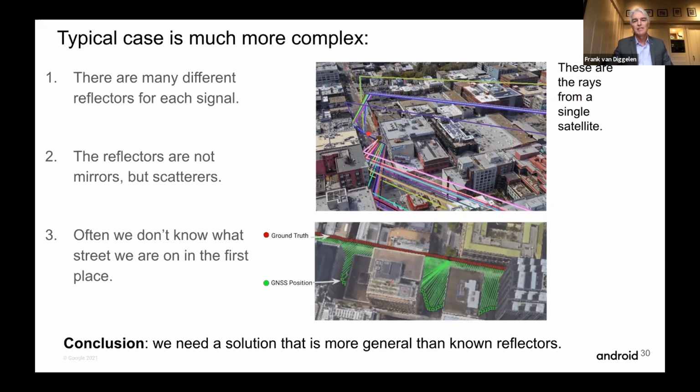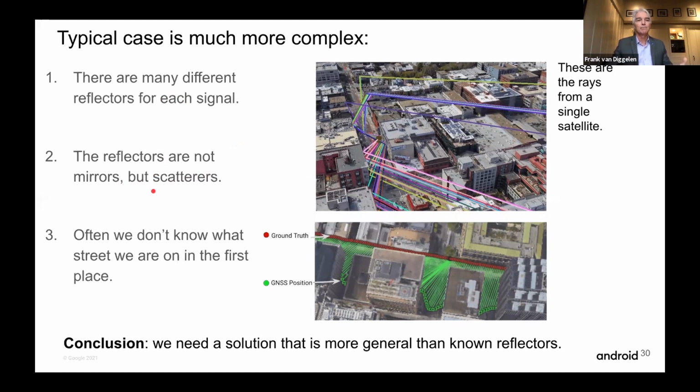This is the medium rise part of San Francisco. When you go into the high rise, it gets worse, as I'll show you later. So you get many different reflectors from each signal. Also, the reflectors are not mirrors, but they are scatterers. And you can kind of see this here, that there are many different paths that converge on the same path. This could not happen from a mirror, but buildings are not typically mirrors. They scatter the signal, and so you get even more rays than just the rays you would get from many different buildings. Now, each of these two is not fatal to the math we just did.